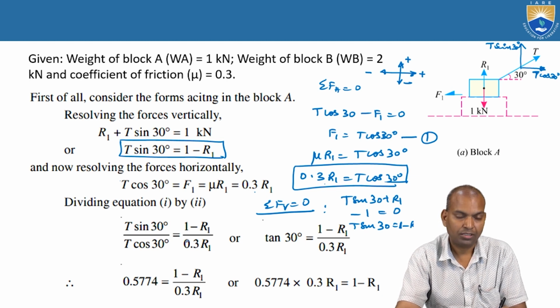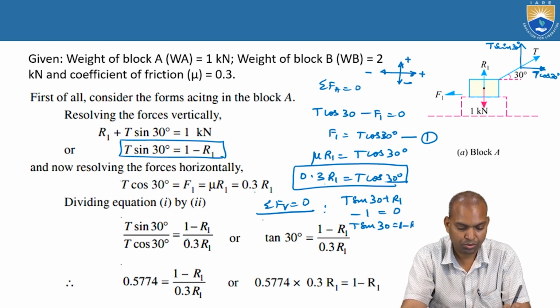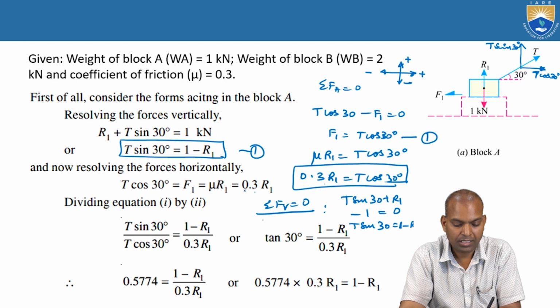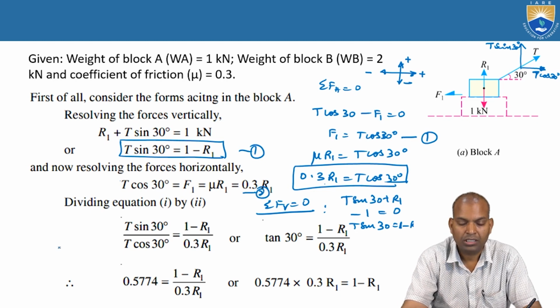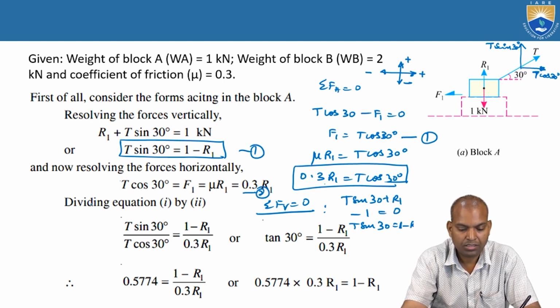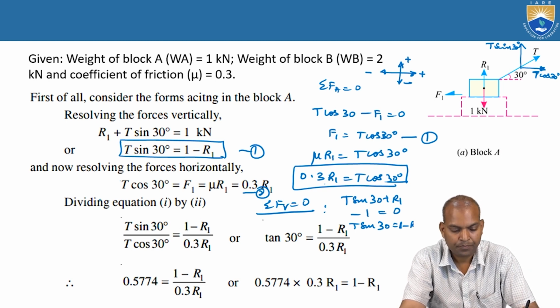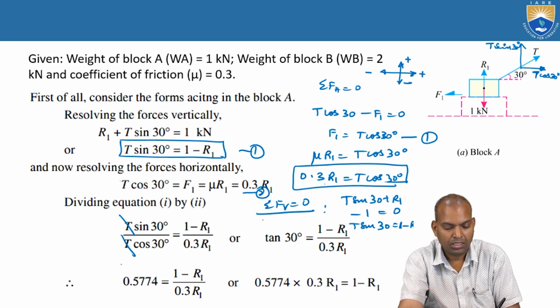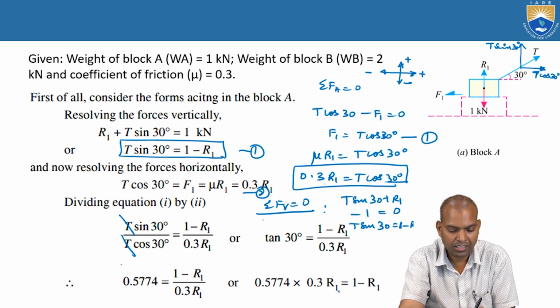Now from this, what is R1 equal to? Divide one equation by the other: T sin 30 by T cos 30 equals (1 minus R1) by 0.3 R1. Here you cannot cancel R1, it is 1 minus R1. The T will cancel. From this, what is R1 equal to?